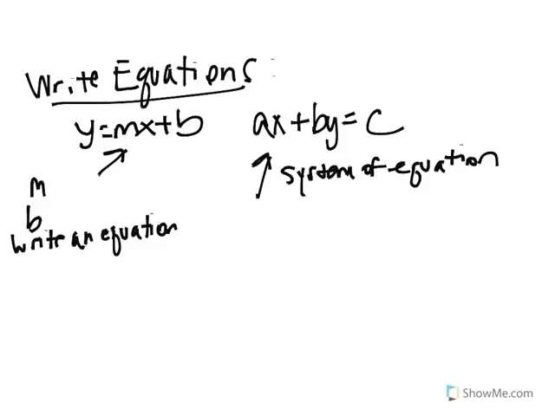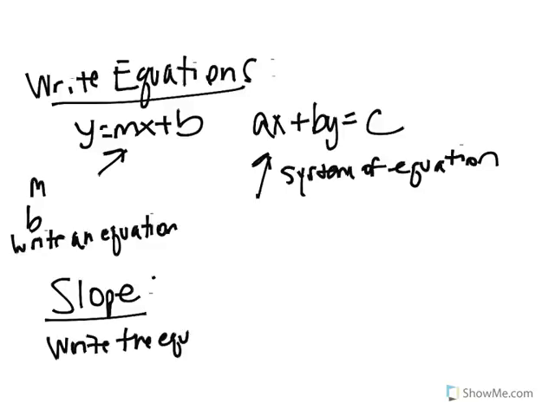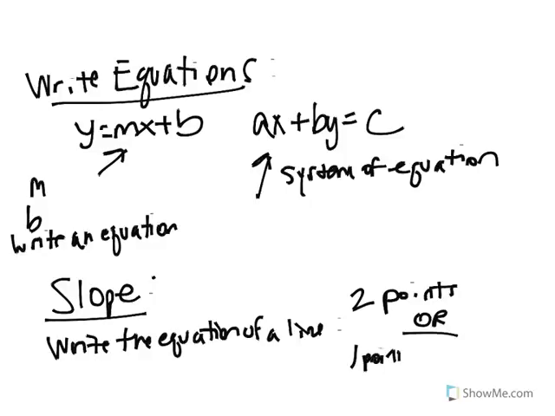So that's writing equations, and then the test will also ask slope. You need to know how to write the equation of a line when you are given either 2 points or 1 point and the slope. If you don't know how to do any of these things, you need to watch the videos on either writing equations or slope, and make sure you understand it by tomorrow.